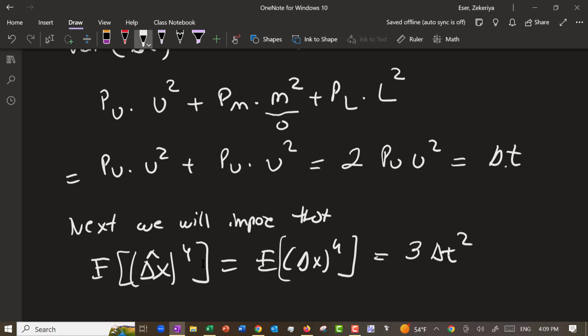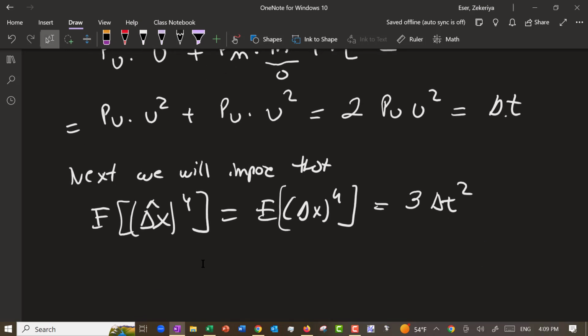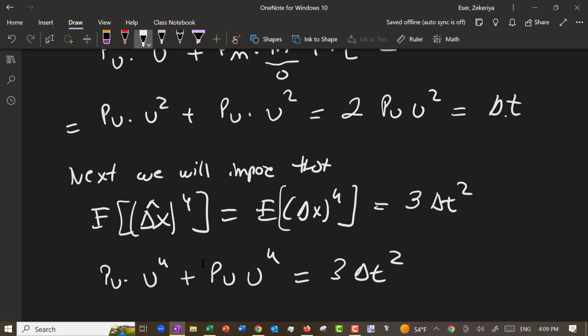with mean 0, the expected value of the fourth power is 3 times variance squared, or standard deviation to the power 4. So that means pu times u to the 4 plus pd times u to the 4 equals 3 times delta t squared.